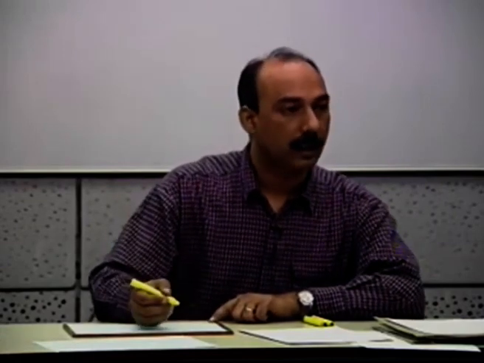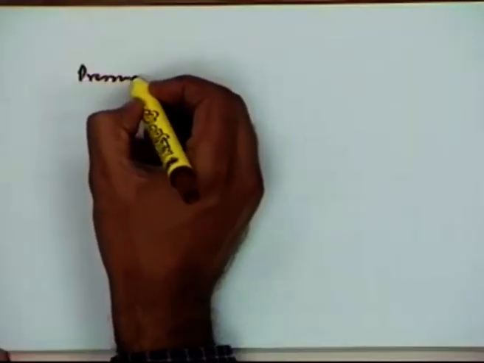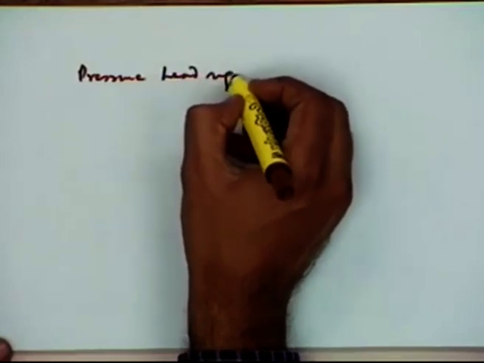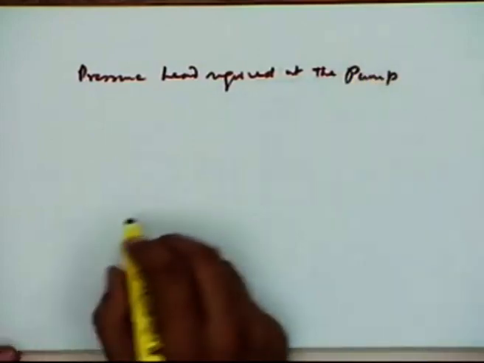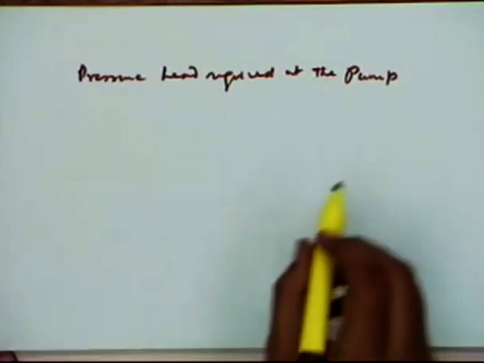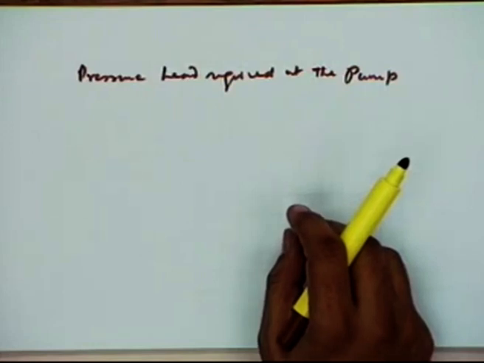Now, besides that, you will also be interested in what is the pressure head requirement at the pump, what pump should be selected. So the pressure head required at the pump can also be evaluated with respect to the most critical point on the main line. Theoretically, I think it is better to always find out for each individual point what is the total dynamic head which is required with respect to that point on the main line.